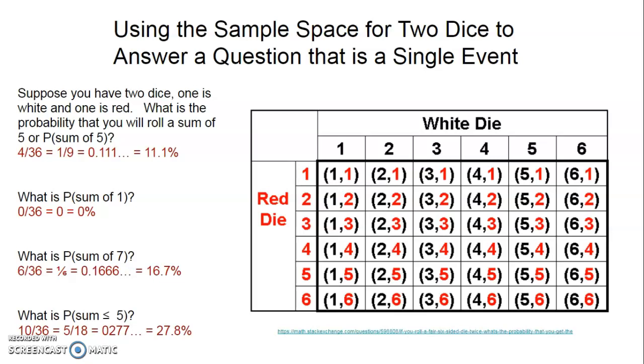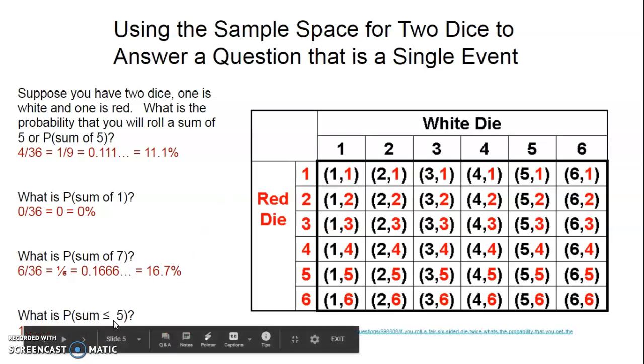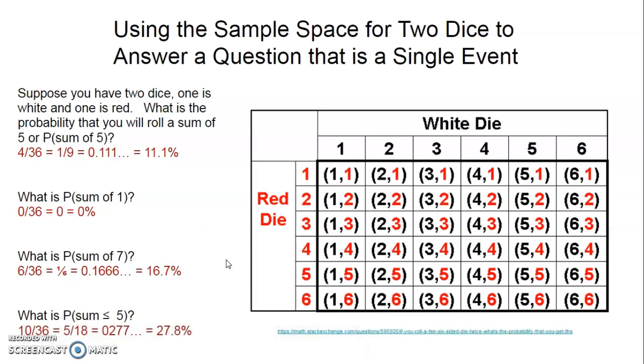And then the last one, what's the probability of a sum that is less than or equal to 5? So we had right here 4 of them that were equal, but then we're doing less than or equal to. So we've got 4, 5, 6, 7, 8, 9, 10. So it's 10 out of 36, which reduces to 5/18. This should have a decimal on it right here, 0.2777. That rounds to 27.8%. So I'll have to go back and fix that decimal after I'm finished with this.